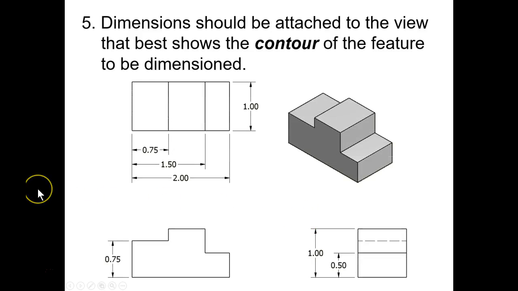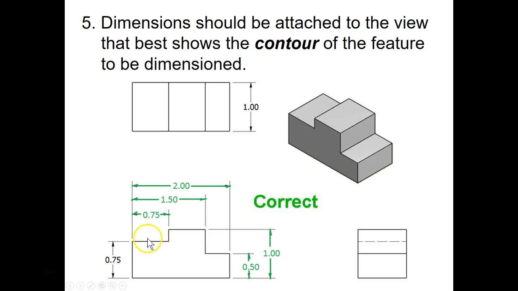Fifth dimensioning rule. Dimensions should be attached to the view that shows the contour. So look at the top view. This doesn't really tell you the contour. It tells you very specifically the distances from the left to the right, but the front view makes more sense for this drawing. So if you move your dimensions here, it makes a lot more sense because you're telling us about the contour of the shape, not where the edges are. Okay, so use the contour to describe the measurements when possible.